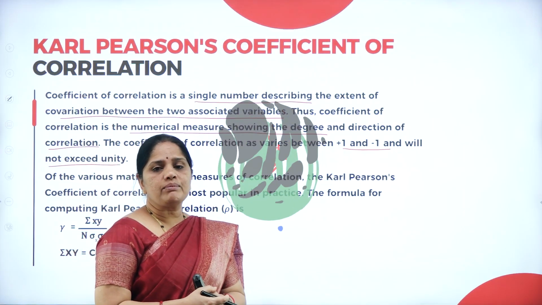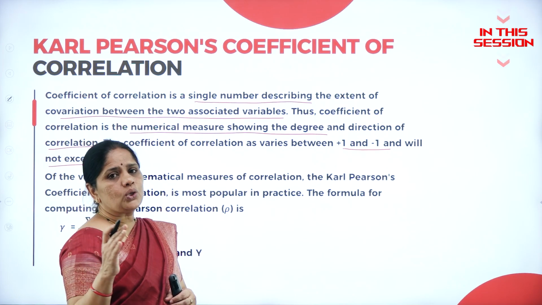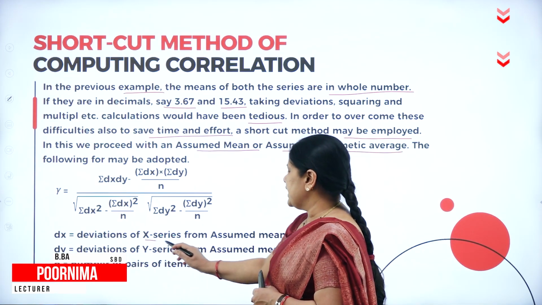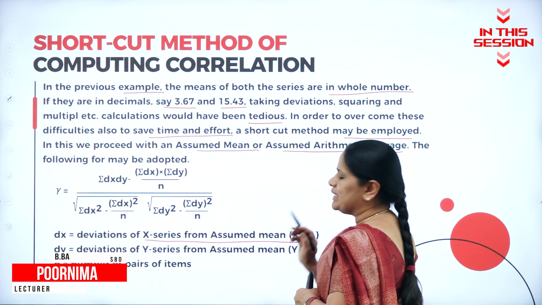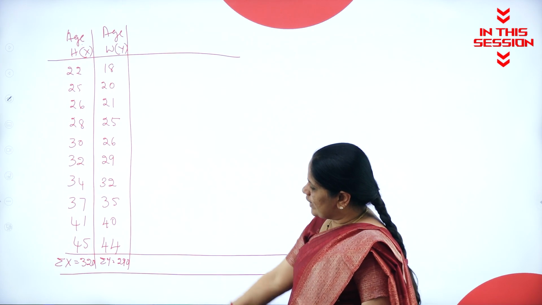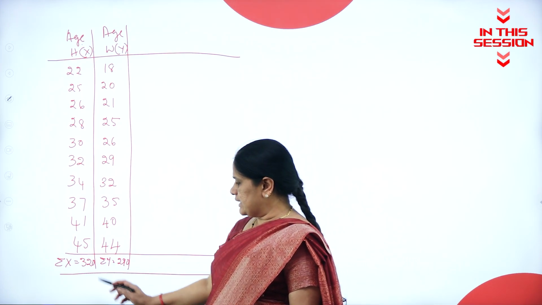Whenever we are having problems on correlation, usually it will always be below number 1. Now what is dx? Deviation of x series from the assumed mean, that is x minus a. When I add all the x values here, that is the ages of the husband, I get 320.